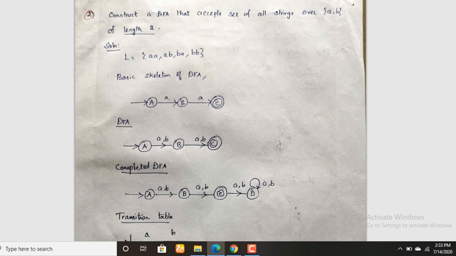Construct a DFA that accepts the set of all strings over A comma B, that is, sigma equals A comma B, of length 2. What is the first step? You have to write the language for the given problem. The length of the string is only 2, so there are only 4 possible cases: AA, AB, BA, BB. Only 4 possible cases here, right? So the first step is over.